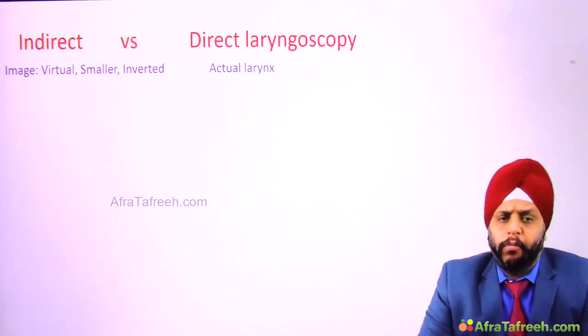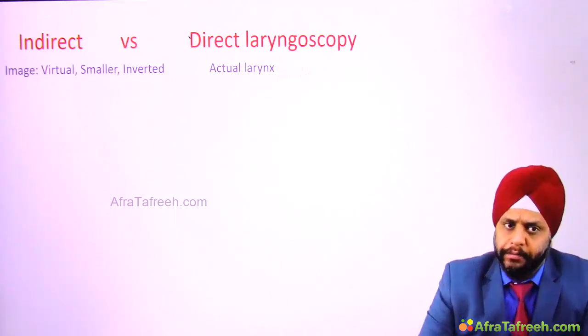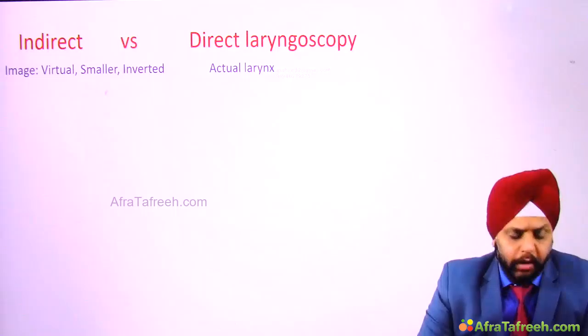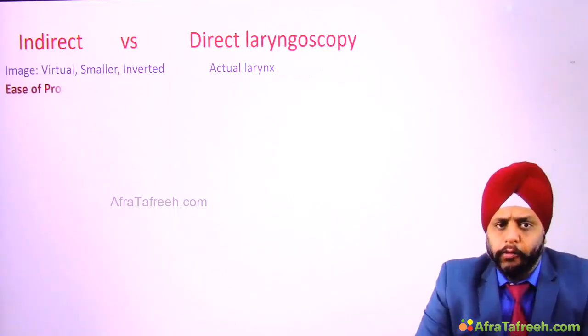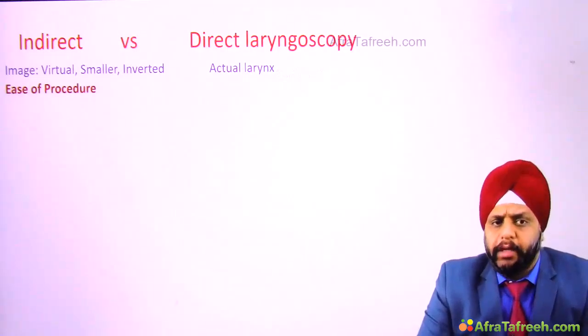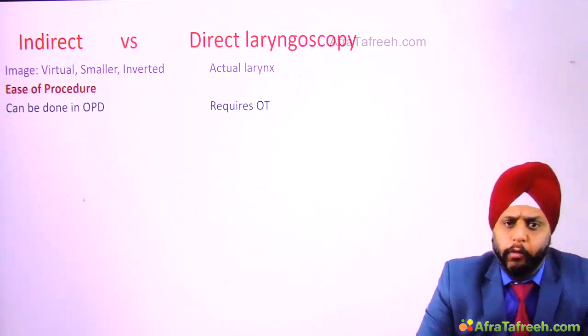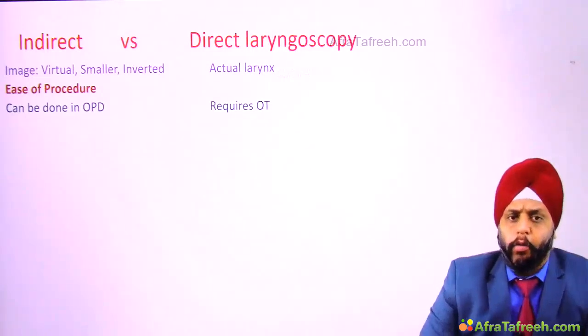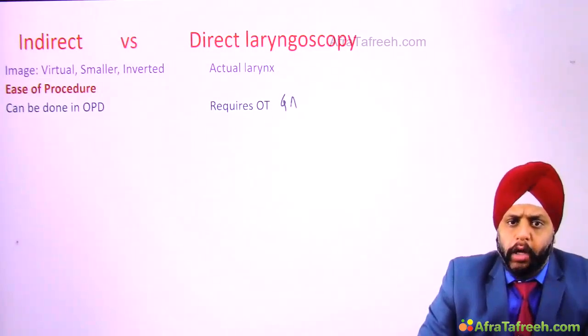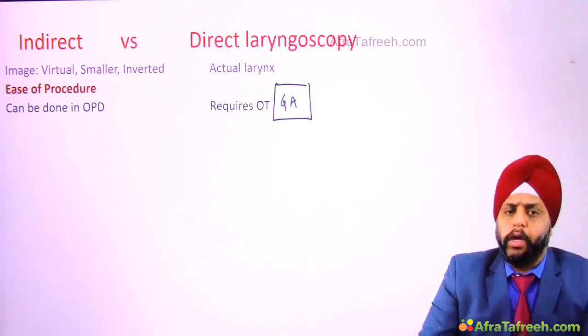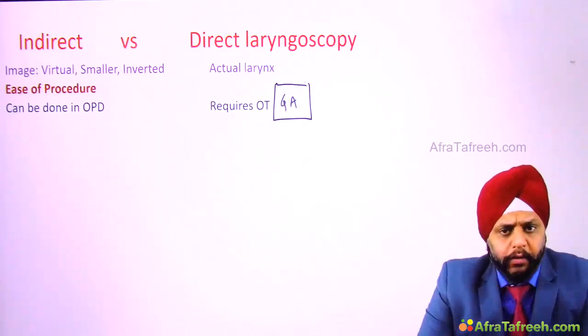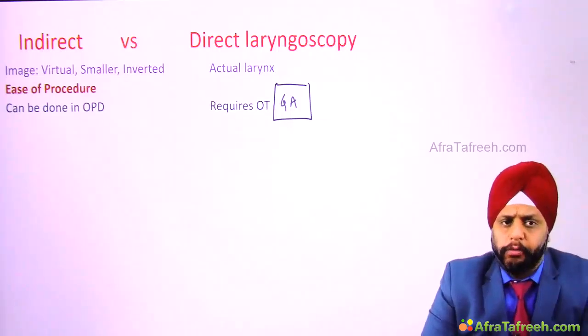In direct laryngoscopy, we see an actual larynx. Right, actual three-dimensional larynx. Now, indirect laryngoscopy, ease of procedure. It can be easily done in the OPD patients. Now, direct laryngoscopy, you require operation theater, you require anesthetist, and you require the anesthetist to give general anesthesia. All right, so it's an OT procedure.